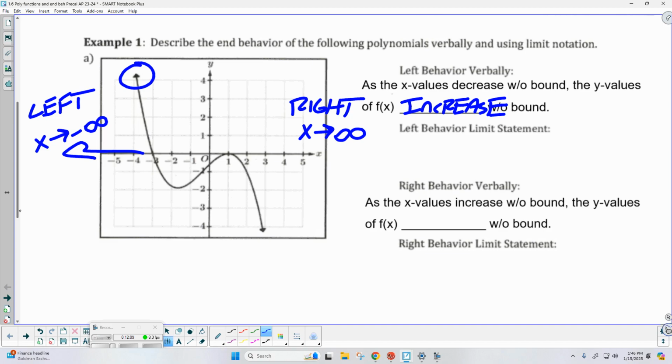Now, that's how you state it. Let's go ahead and write the limit notation. Remember, you got to have those three parts. So I'm going to go ahead and say the limit as x approaches negative infinity of f of x. Now, because the left side of the graph curves upward, I'm going to say this equals infinity. The output values are going to get really large really quick.